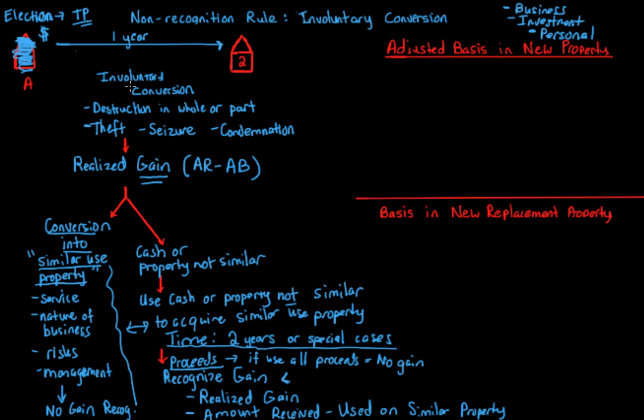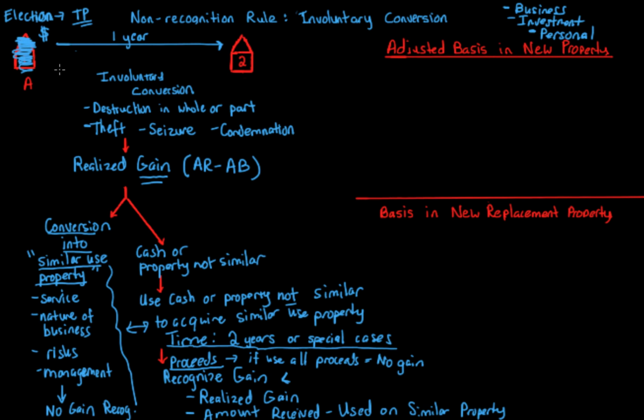So we go down our analysis. We have involuntary conversion. We have a realized gain. Is it conversion into similar use property? No, because it has to be a direct conversion. You can't have cash or non-similar property involved at all. If you do have cash or non-similar property, then you go over here. Do we have that? Yes. We have cash. Do we use the cash to acquire similar use property? Yes. Assume that the property is similar in use. Personal house for personal house, very similar size and whatnot. Do we do it within 2 years? Yeah, if you do it within 2 years, you're good. If you don't do it within 2 years, you've got to look at the special cases. So that could be an issue to look at. So the proceeds. Do we use all proceeds? Yes. We used all proceeds, so there's no gain recognized.